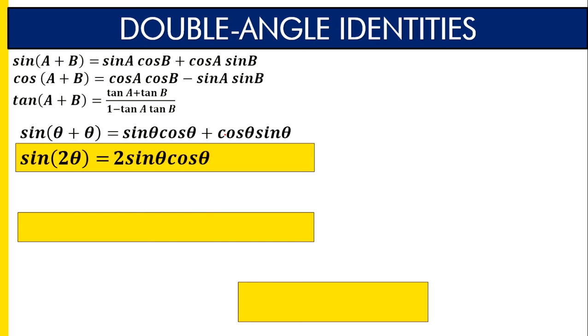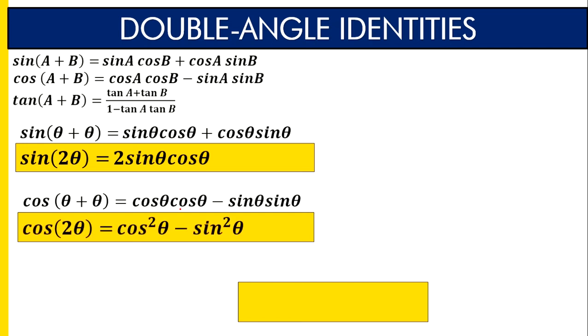So remember this. Additional identity for the double angle: for the cosine of theta plus theta, or cosine 2 theta, it is equal to cosine theta times cosine theta minus sine theta times sine theta. Cosine theta times cosine theta is cosine squared theta, and sine theta times sine theta is sine squared theta. So the double angle for cosine is cosine squared theta minus sine squared theta.